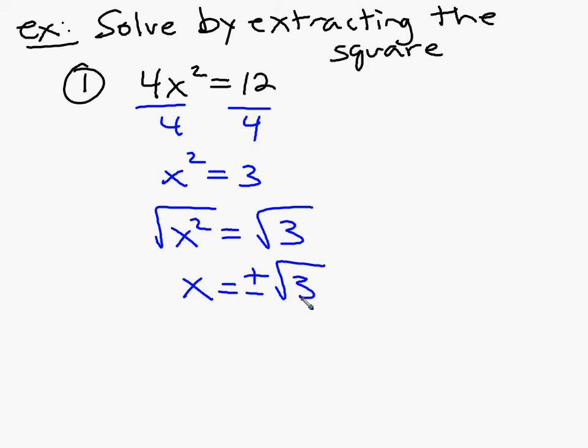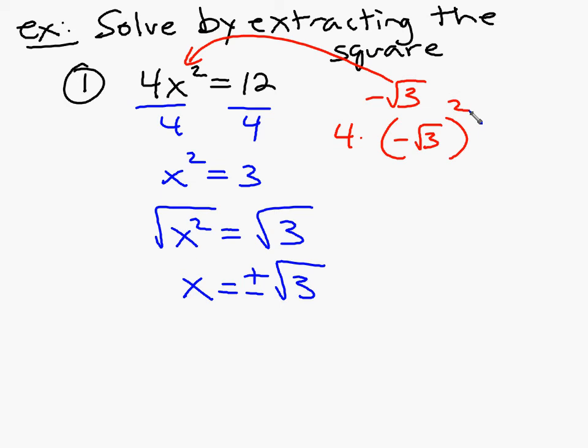And no, you don't have to check these tonight, but I am going to show you with a little check why that is true. If I put the negative square root of 3 into this original problem, I have 4 times the negative square root of 3 squared. Does that equal 12? Well, isn't a negative times a negative a positive? So this is going to wind up being 4 times 3, which is 12. So that's why we have to include both the positive and the negative square root of 3.